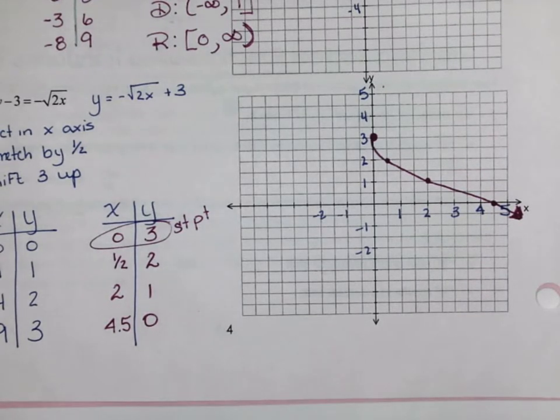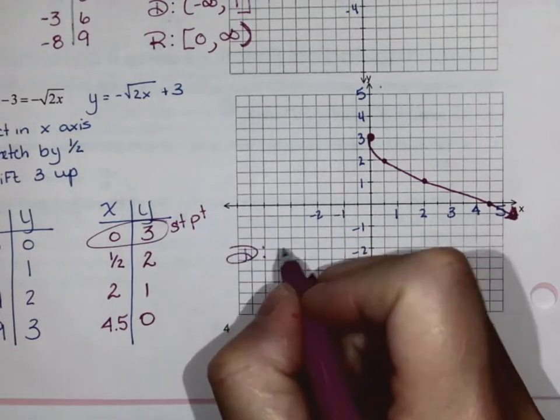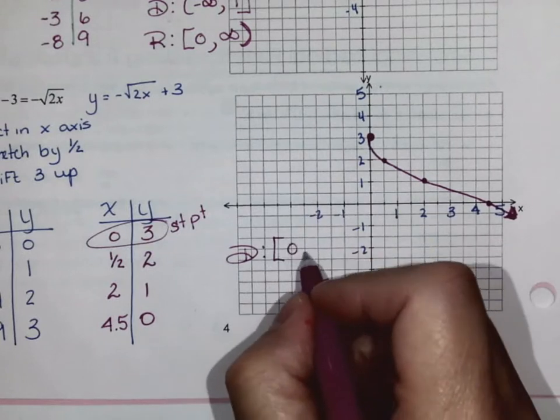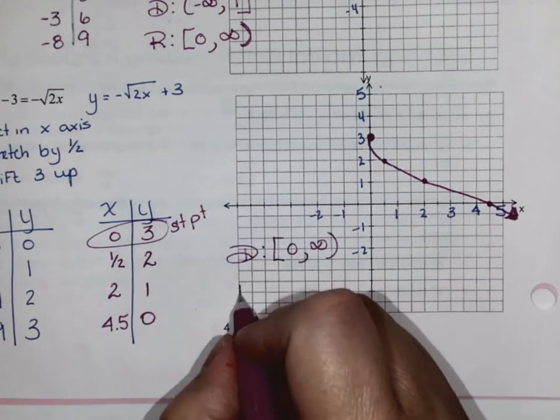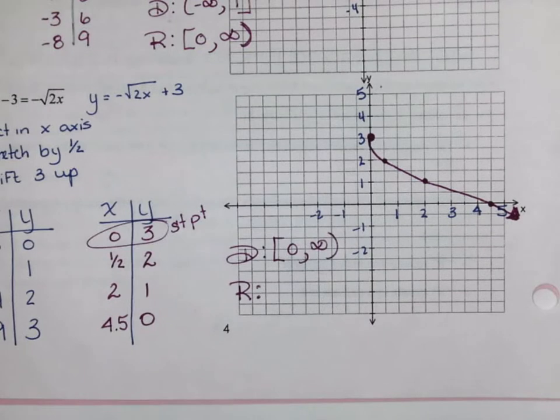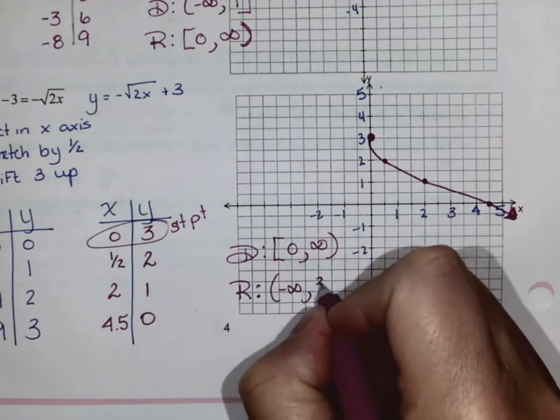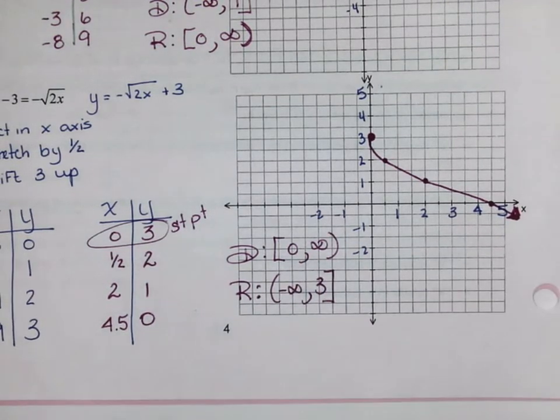I have to say my radical graphs are looking pretty good. Not to toot my own horn, but they look pretty great. Okay, domain for this one: 0 to positive infinity. Range: negative infinity to positive 3.